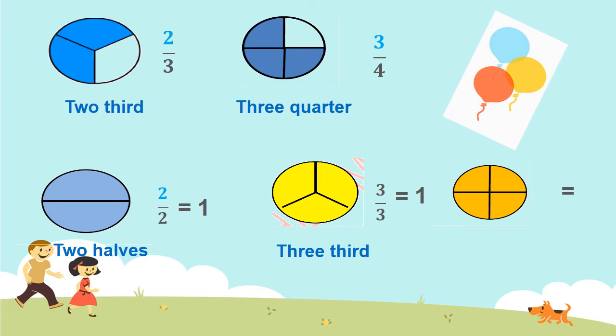5 over 5 equals 1. 6 over 6 equals 1. 7 over 7 equals 1. Any number over itself equals 1. 3/3 equals 1. 2 halves equals 1. 4/4 equals 1. And so on, like this. Okay, Primary 2? Okay, excellent.